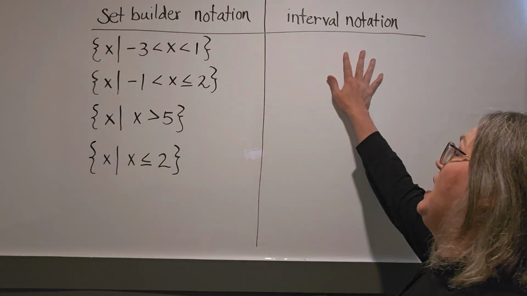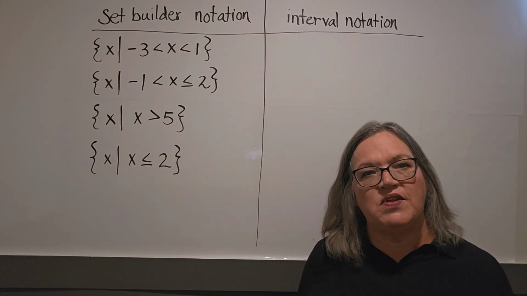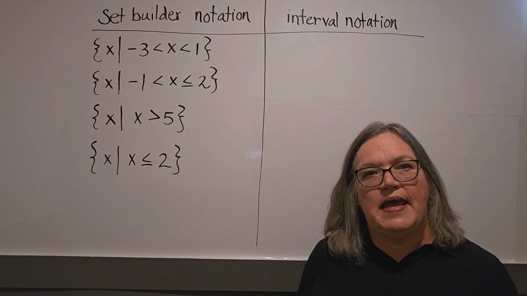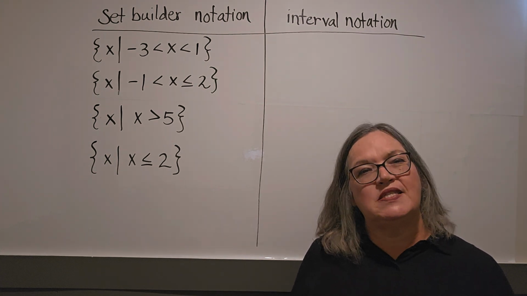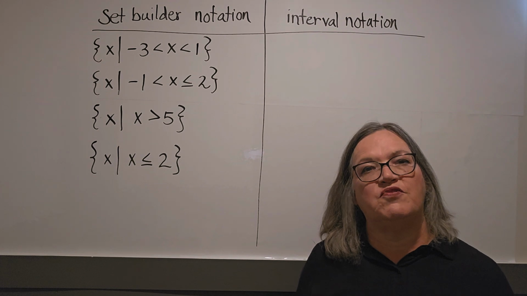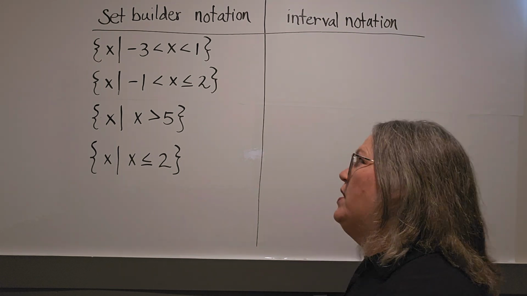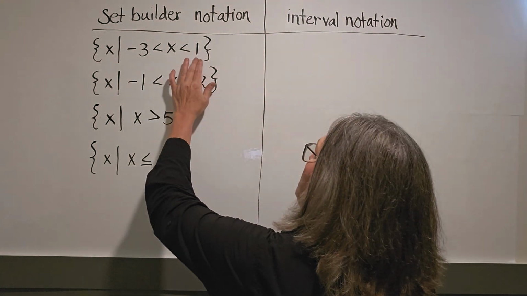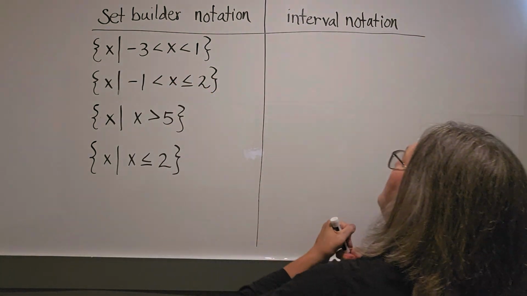Now, interval notation comes from the fact that you can graph these on the number line. And so really it's derived from the graph. So let's go ahead and look at the graph for each of these sets, and then we'll talk about the interval notation. So here we have the symbolic representation of this set. And now I'm going to graph it.